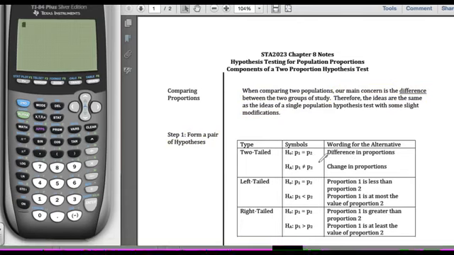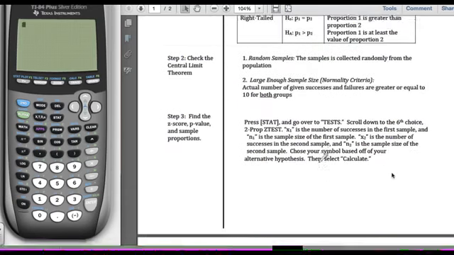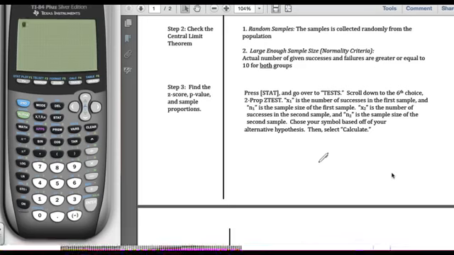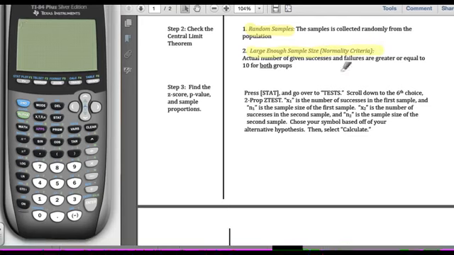The second step is to check the central limit theorem, just like it was with 1 proportions. You want to make sure that you have a random sample, and you have a large enough sample size.